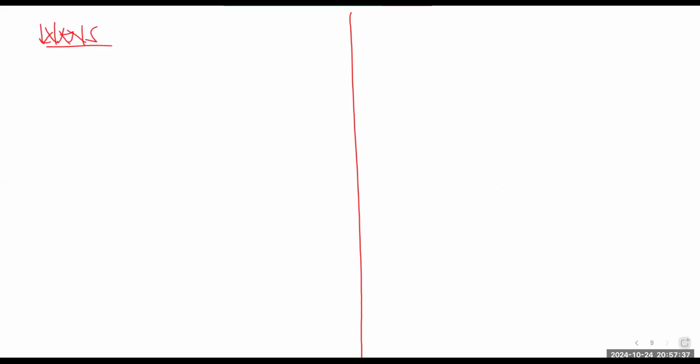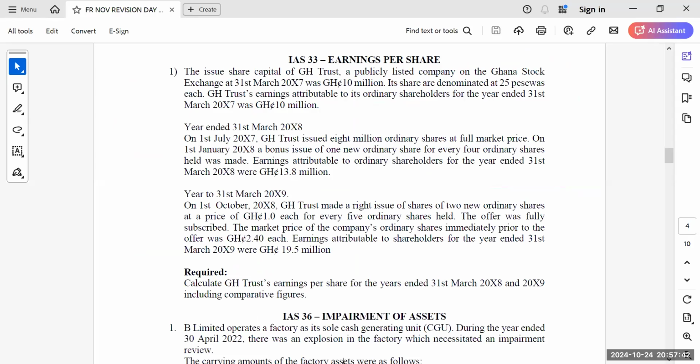Okay, so let's come here. We do the first method and then the second one. You pick the one that you like. When was the rights issue made? It was 1st October 2x8, isn't it? So it means that the 60 million will be there from April to September. Is that correct? Yes, sir. April to September.